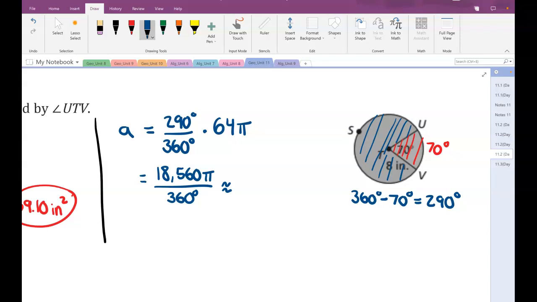Again, we'll just round that to the nearest hundredth. So we get 161.97, and then keeping our units on there, inches squared, since we're talking about area.